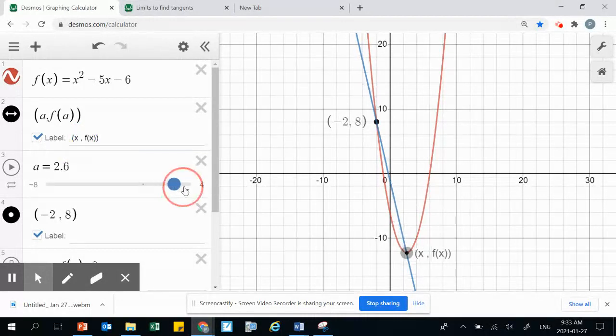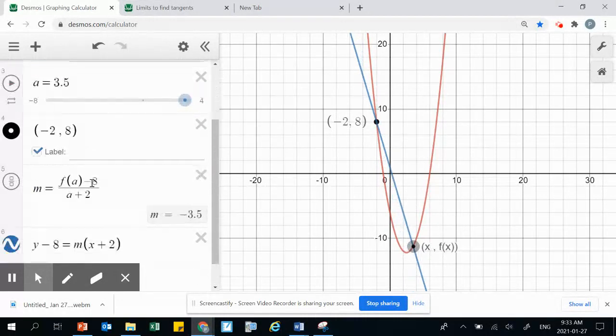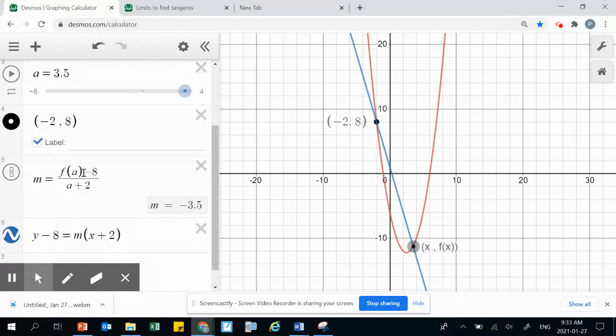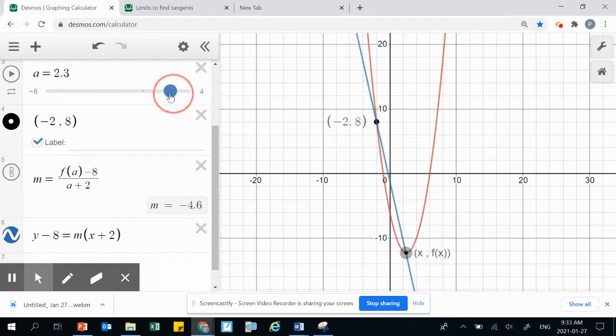Now I'm making a slope calculation, which is just rise over run. I'm going f at a minus 8 for the y values, and then x minus negative 2, which is a plus 2. So this is the slope calculation. As I change this a value, this point moves and my slope value changes.